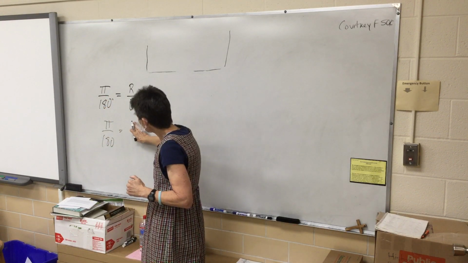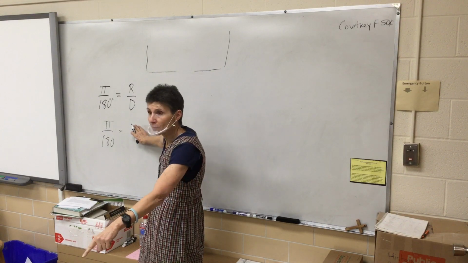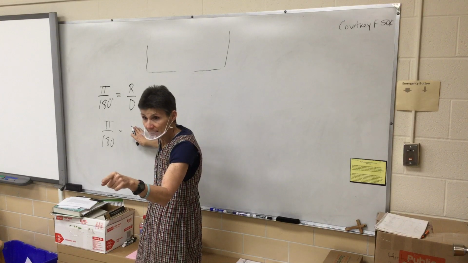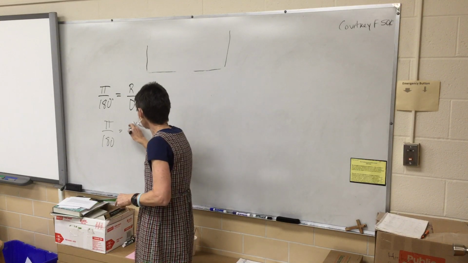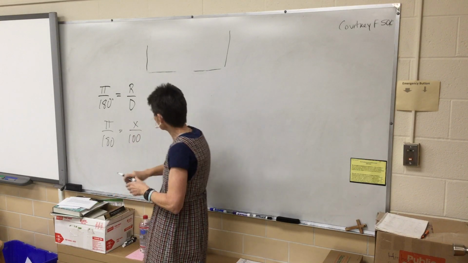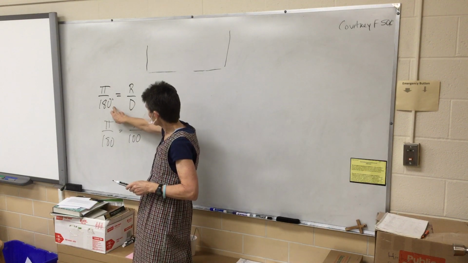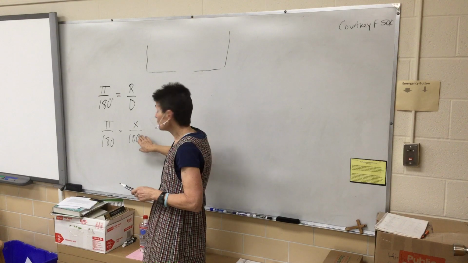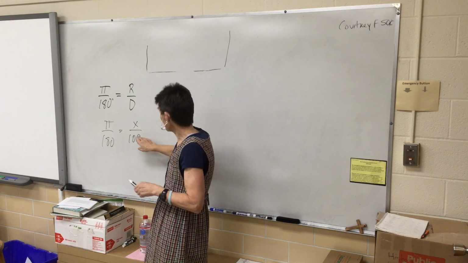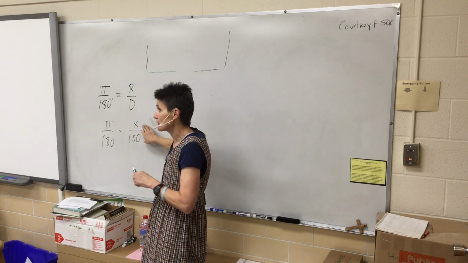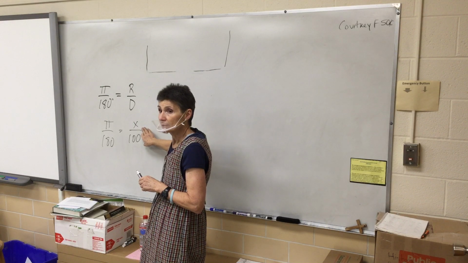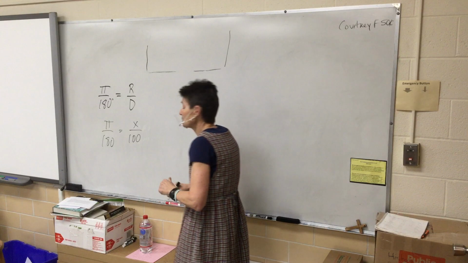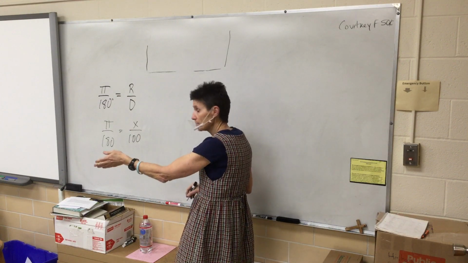And then you're going to fill in with whatever number they give you, which in this case is 100. And that's a degree, so it's going to go on the bottom. So you're going to say x over 100. This is radians over degrees. So whatever number they give you, if it's a degree, it goes down here. If it's a radian, it goes up here. Okay? Now, that's a proportion, so we're going to cross multiply.